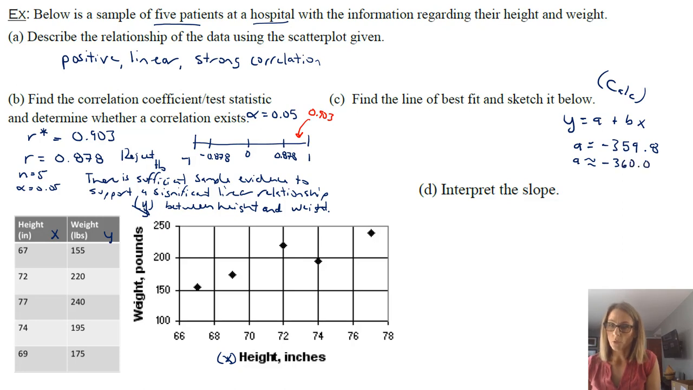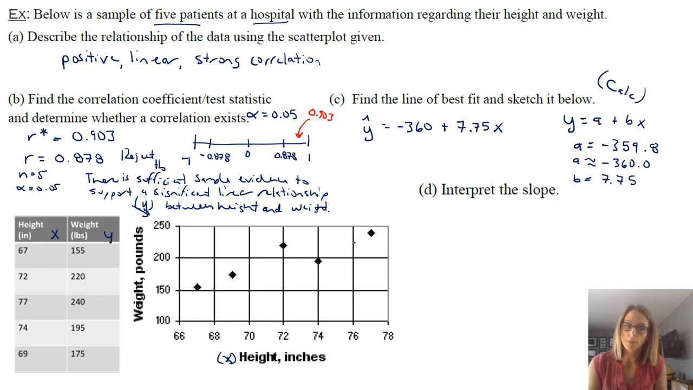So negative 360, because the 8 is going to make the 9 round up, so that becomes a 0 and the 5 becomes a 6. Now for the b value, again, right in the calculator, you can see it's 7.7, 0.75 to 3 significant figures. So all I need to do now is just put those values. So my y hat, the line of best fit for this sample data, is going to be negative 360 plus 7.75x.